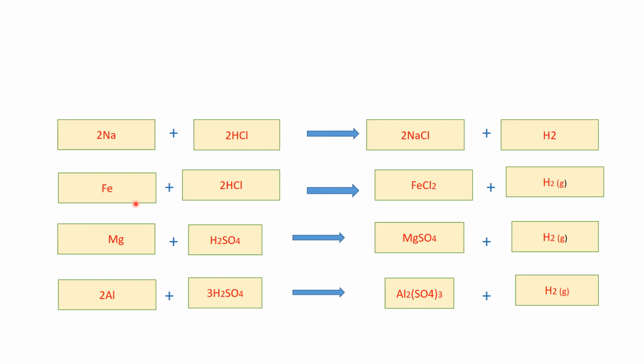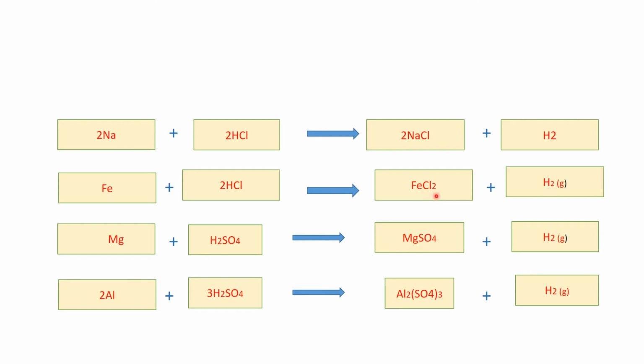Next is iron. When iron reacts with HCl, it forms iron 2 chloride plus hydrogen gas. Why is it iron 2 chloride? Because the formula is FeCl2. What does it indicate? That iron has two valency here. And you know that iron has two valencies, iron 2 and iron 3. Because FeCl2 is written here, it means the valency is 2 here. That is why it is iron 2 chloride.